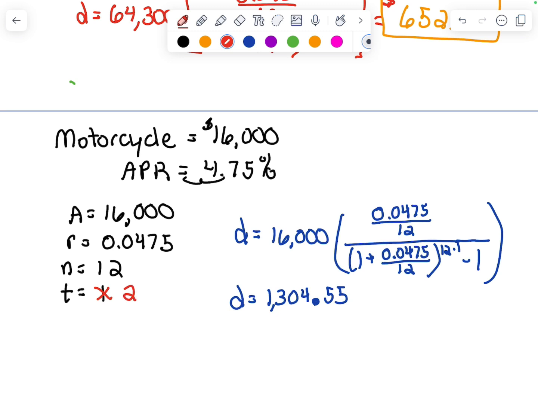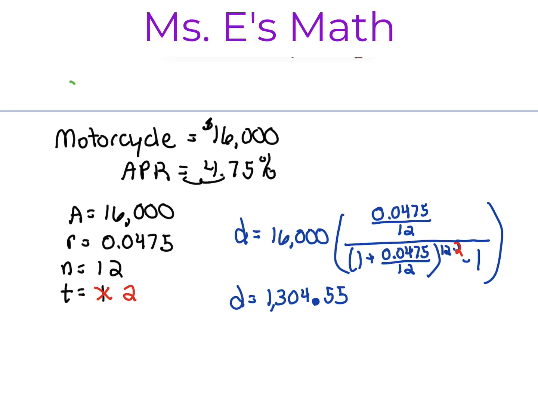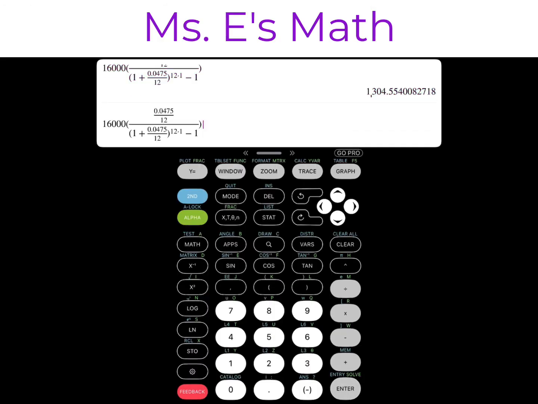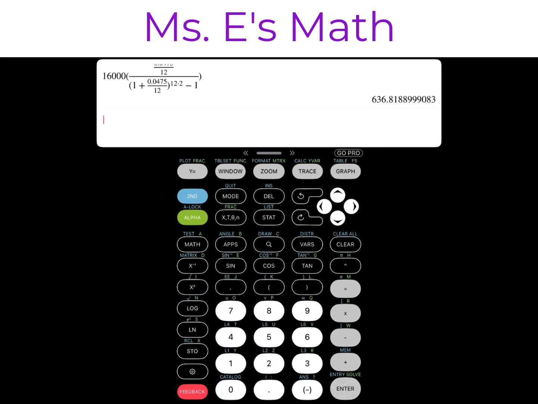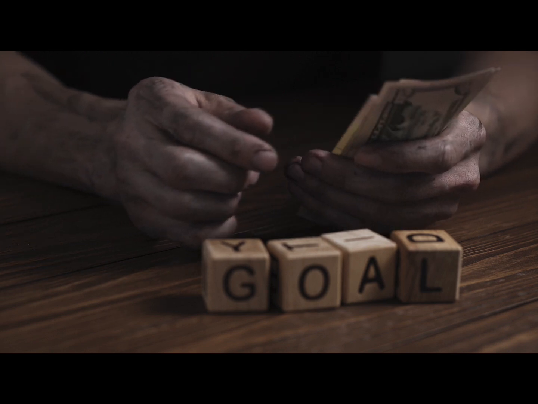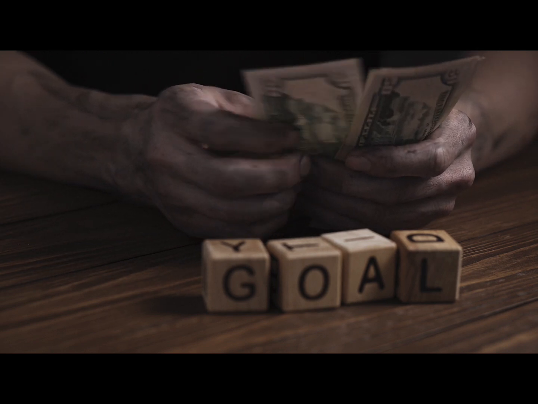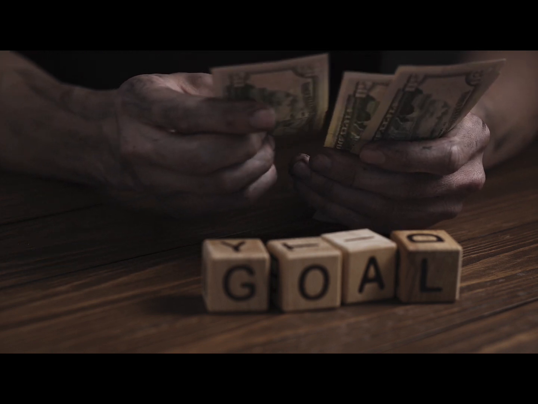Now, if that's too intimidating, let's see what we would have to save if we change our time to 2 years. Remember, I said I hadn't retyped this in. I can just cursor up to it and change my time here of 1 to 2, and then push enter. And that's $636.82.